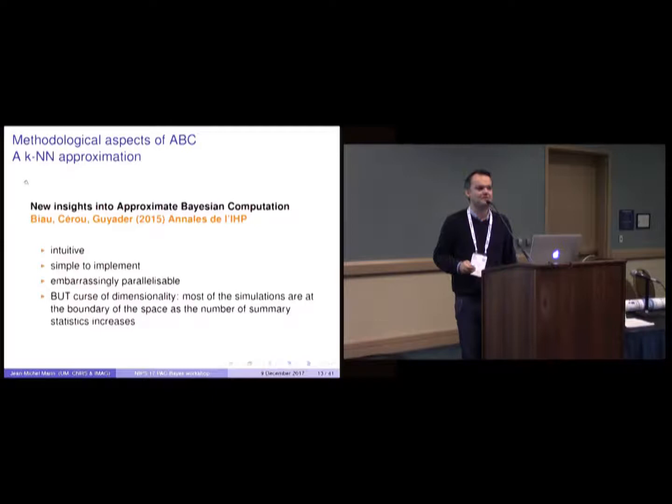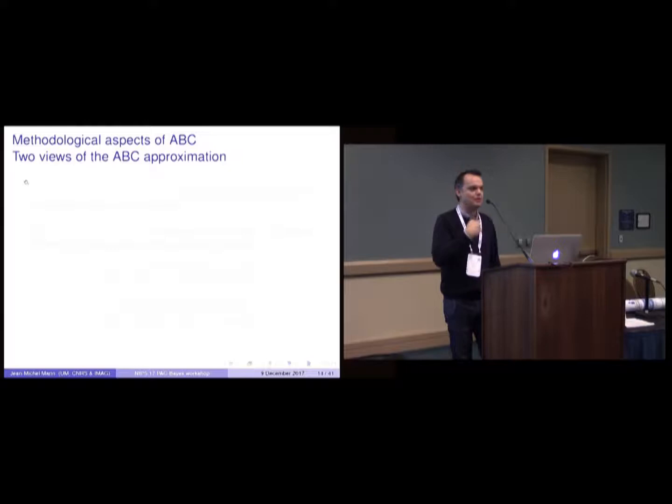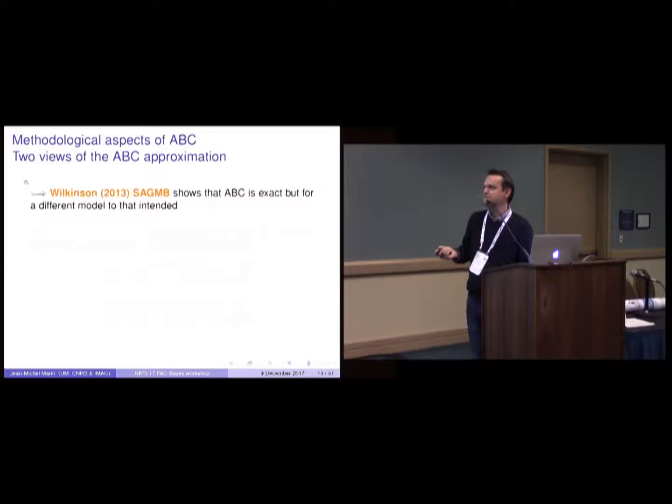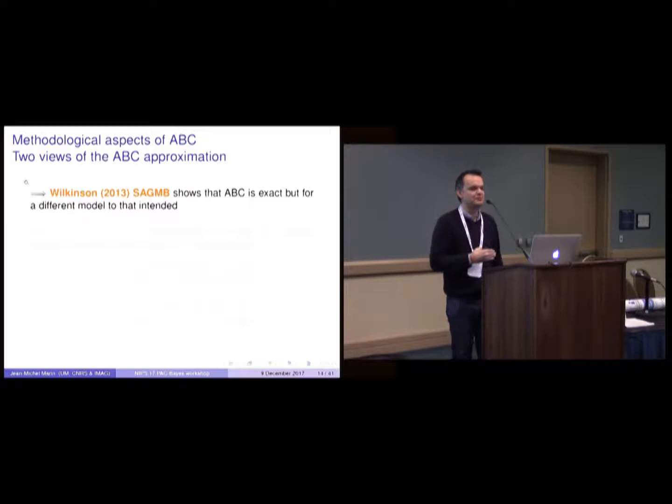Another point is that there are two views of this ABC approximation. The first one comes from Wilkinson in his paper. It shows that ABC is exact, but for a different model. If you add a noise to your model with a level of noise which is associated to the value of epsilon, you get, as posterior distribution, the ABC target. So it's an exact algorithm for a noisy version of your model.